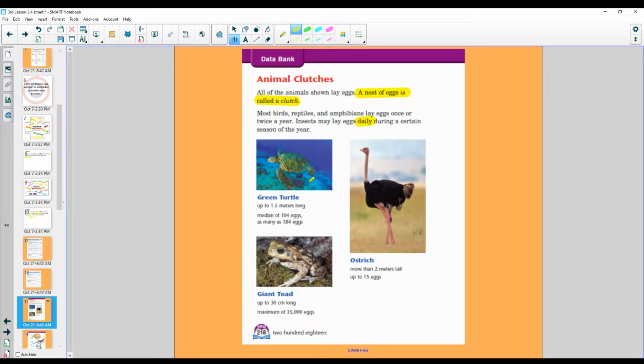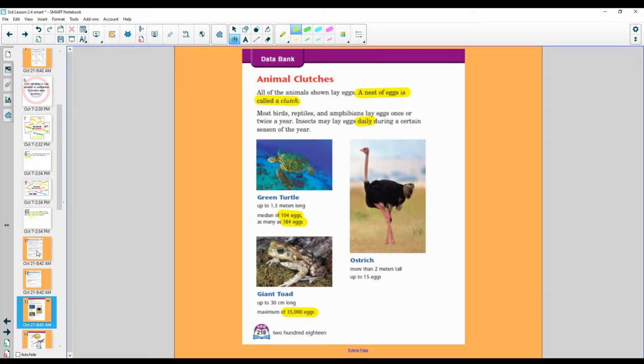So if you look, here's an example, a green turtle. They're up to 1.5 meters long, and they can lay anywhere between 104 eggs and 184 eggs. That's a lot of eggs. But look down here, the giant toad. The giant toad can lay a maximum, the most that they've found, is 35,000 eggs. So it's important to know the different clutches of eggs because that's what we're going to be talking about today.